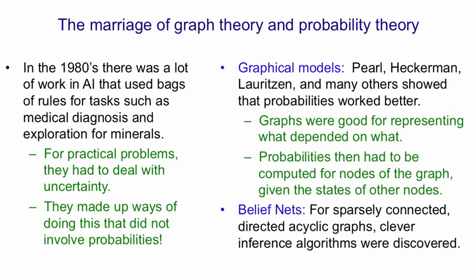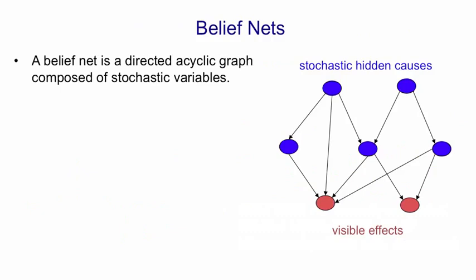Belief nets is the name that people in graphical models give to a particular subset of graphs, which are directed acyclic graphs, and typically they use sparsely connected ones. If those graphs are sparsely connected, they have clever inference algorithms that can compute the probabilities of unobserved nodes efficiently. But these clever algorithms are exponential in the number of nodes that influence each node, so they won't work for densely connected nets. So a belief net is a directed acyclic graph composed of stochastic variables, and here's a picture of one.